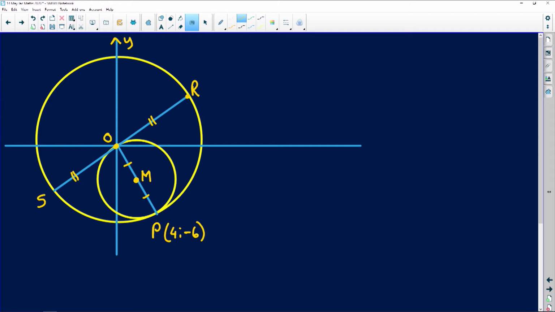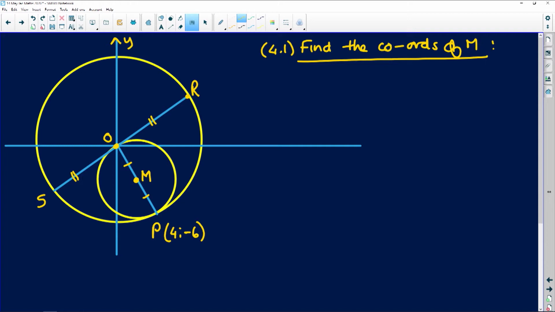Good. Now for the first section, 4.1, it says find the coordinates of M. Okay, now what do we need about M? What do we know about M? M is the midpoint of OP. Well, O we have the coordinates for. It's the origin. It's 0, 0. And P was given as 4, minus 6, folks. So if you want to find the coordinates of M, you just need to apply the midpoint formula between O and P.